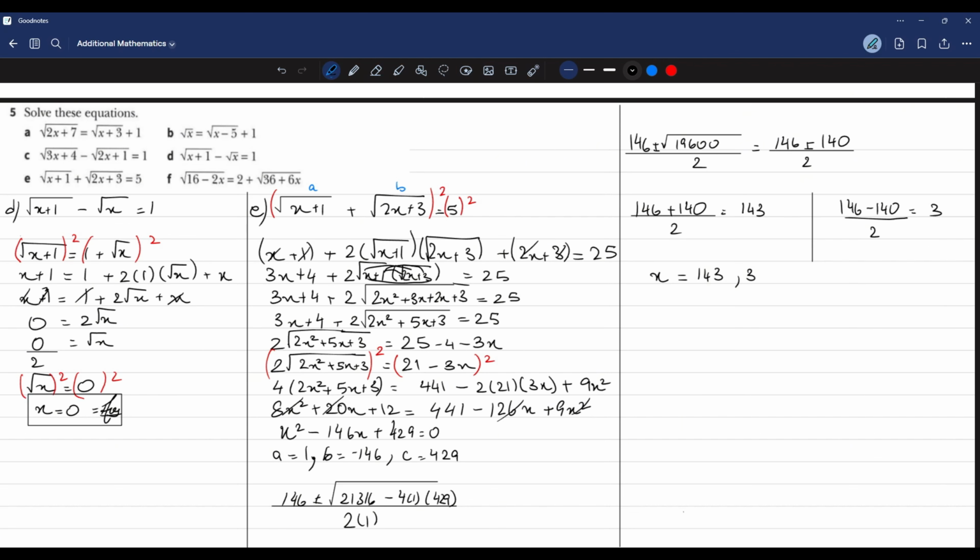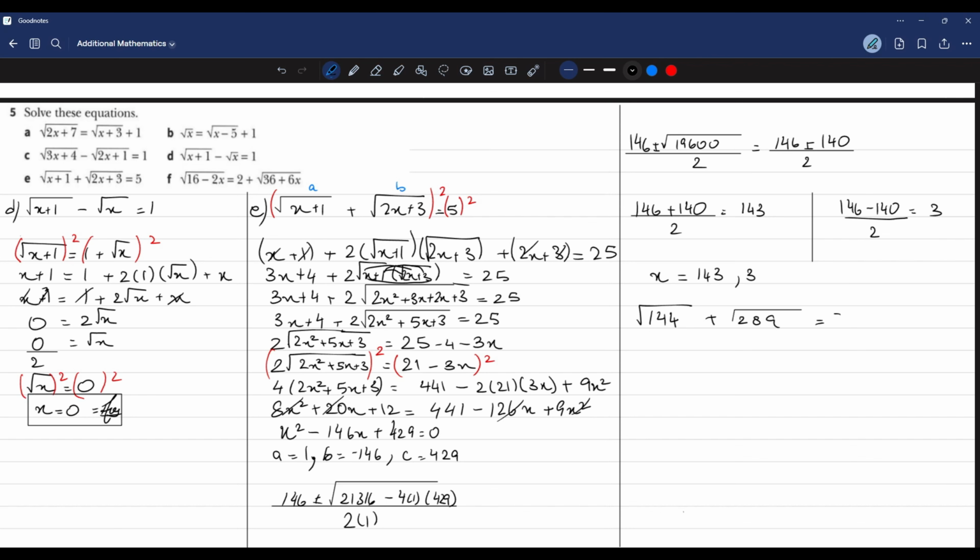And now, just to recheck if my values are wrong or not, let me input this. If I were to input x equals 143 back inside the equation, I would have under root 144 plus under root of 2x plus 3. 2x plus 3 is 143 multiplied by 2. What is 143 multiplied by 2? It's equal to 286. 286 plus 3 is equal to obviously 289.